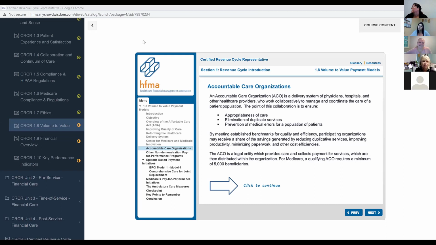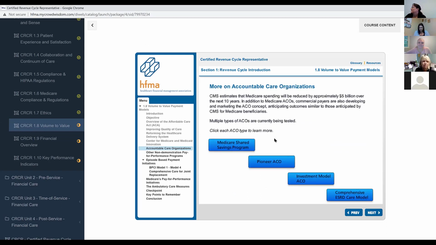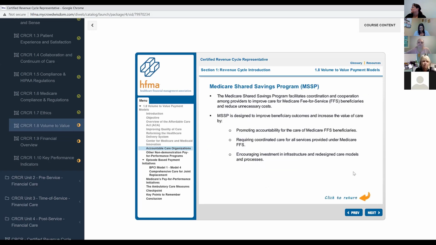So the first ACO is the Medicare Shared Savings Program. Okay, and this ACO was designed to facilitate the coordination and cooperation among providers to improve care for Medicare fee-for-service beneficiaries. It's designed to increase the value of care by promoting accountability for the care of the beneficiaries, require coordinated care for all services, and encourage investment back into the infrastructure and redesigned care models.